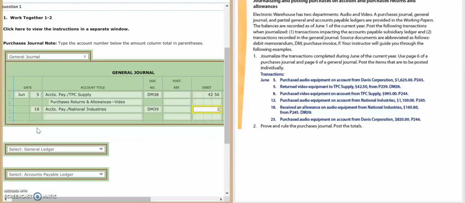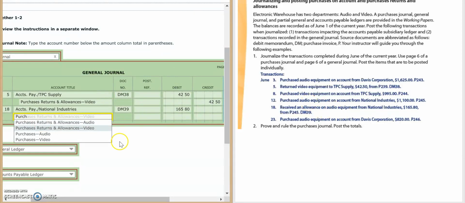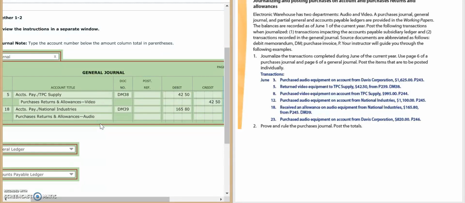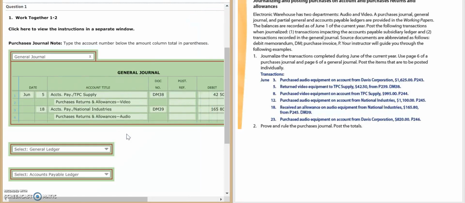And the debit is for the 165.80. And our credit goes to the purchase returns and allowances. Again, this is an allowance on audio equipment, so we need to make sure it says purchase returns and allowances for audio. That's going to be the biggest thing: before we always had just one, and now you have two for each of those, so you just have to make sure you choose the right account.